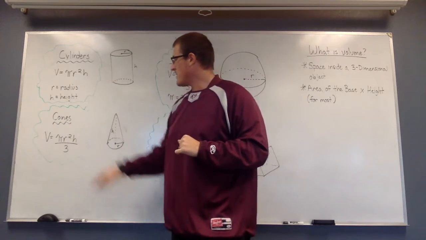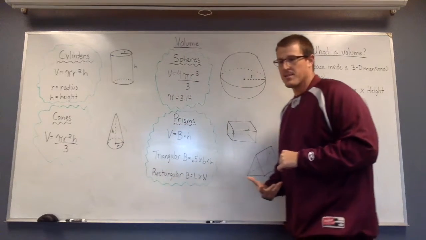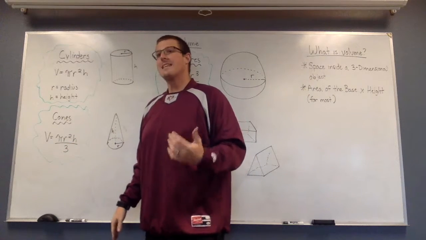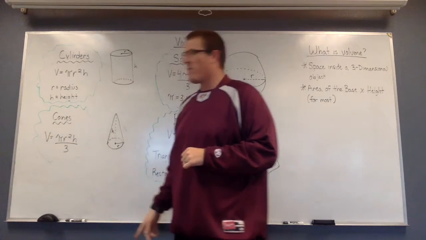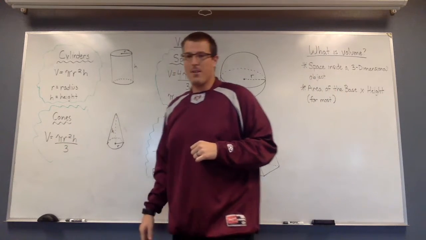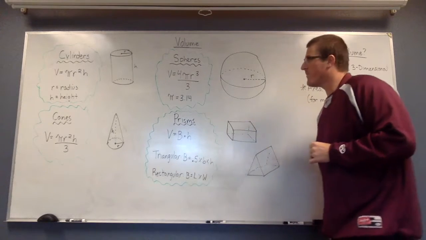When I come down to cones, cones have a circular base, but they come to a point. The very interesting thing about a cone is it is 1/3 the volume of a cylinder. So pi r squared h divided by 3 gives me my volume for a cone.